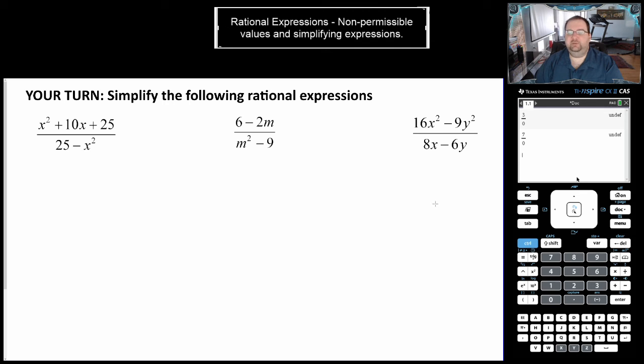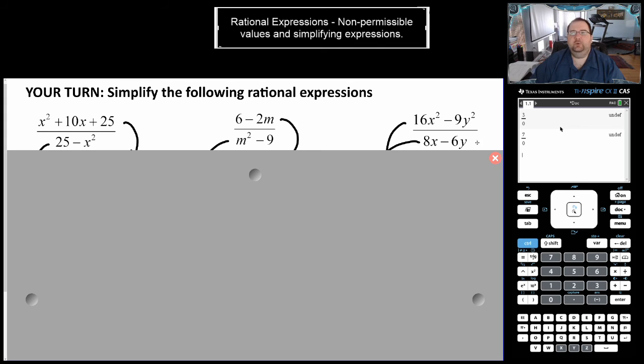So here we go. This is the last thing that we're doing for the day. If you're on YouTube, go ahead and pause the video now and work these out. What you're trying to do is simplify the following rational expressions, and also tell me what the non-permissible values are. So give this a shot, pause the video now, and we'll see you back in a minute.